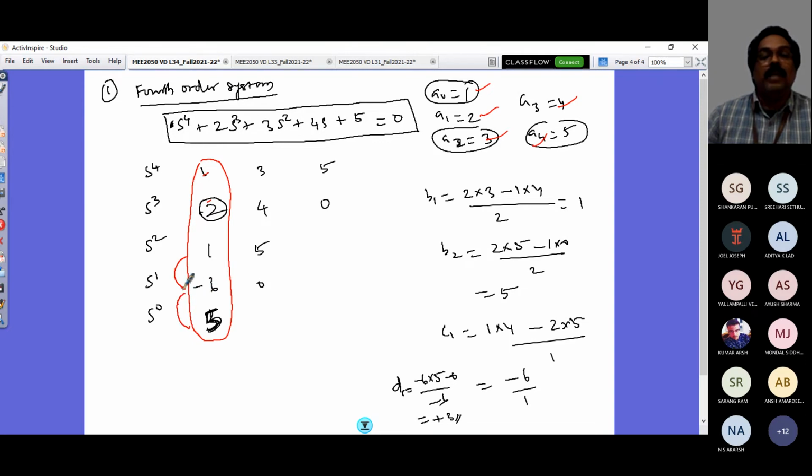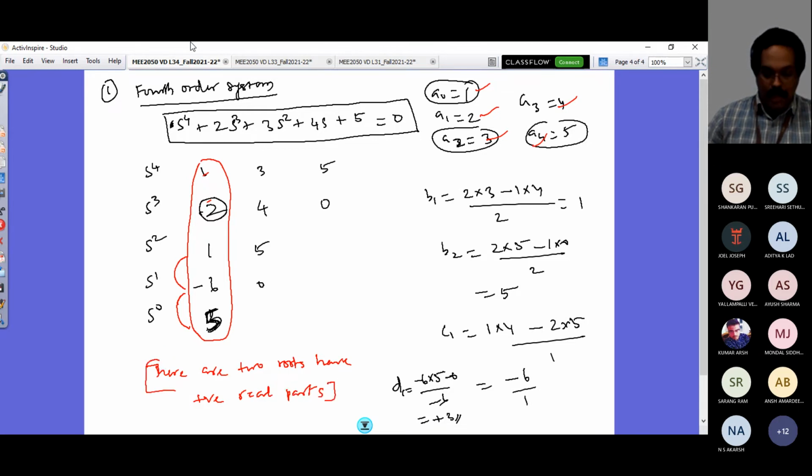So what does that mean? There are 2 sign changes in this column, and that refers to there being 2 roots that have positive real parts. There are 2 roots that have positive real parts. So the system is unstable. We should control it like that.